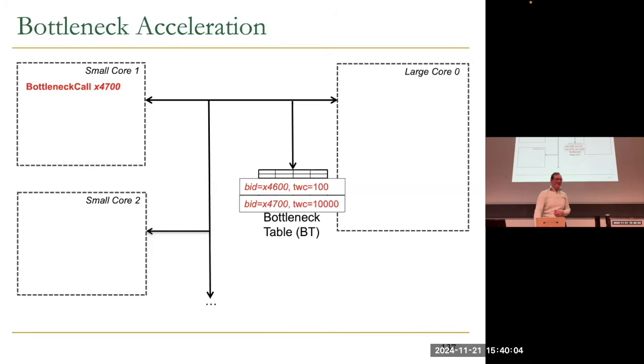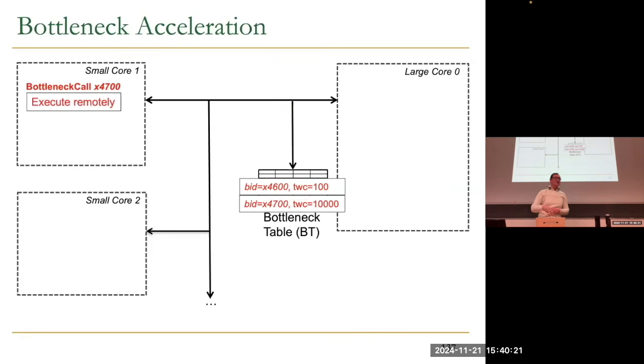This time it's 4700. Again, it asks the question, should I execute it myself or should I send it somewhere? And the bottleneck table says, this is important. Let me handle it in the large core. Right? That's the idea. And this way, of course, it's not that easy. Basically, it tells a small core to execute remotely.